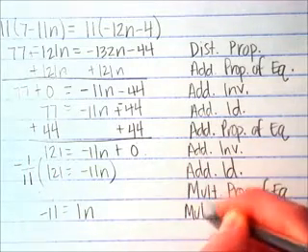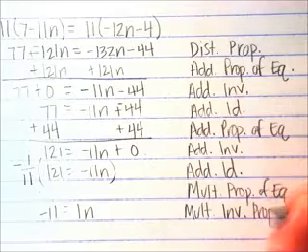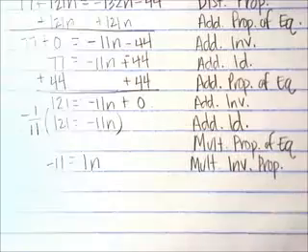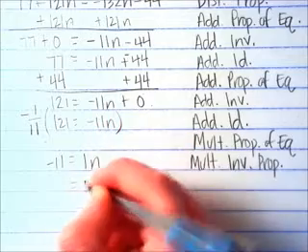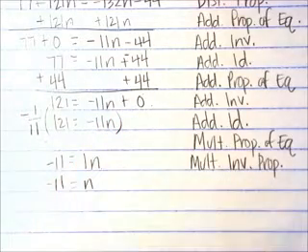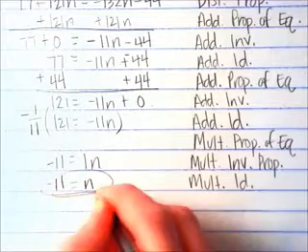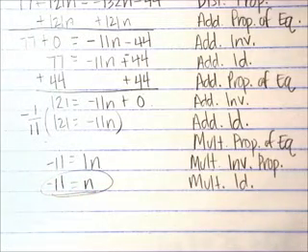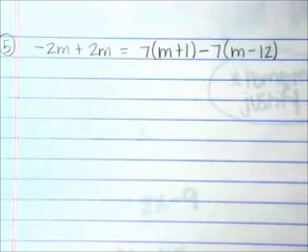Negative 1/11 times negative 11, I know that because of the multiplicative inverse property. A number times its reciprocal is 1. All right, and then 1 times n is just n. I know that because of the multiplicative identity property. So I have that n is equal to negative 11. And I've justified each step. All right, let's do this next example.